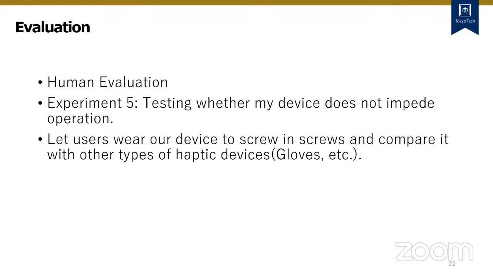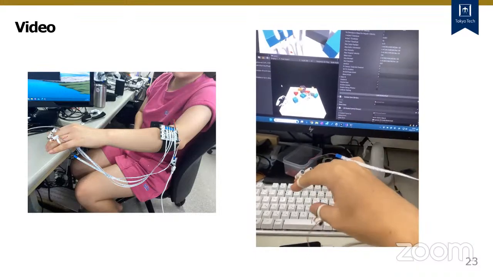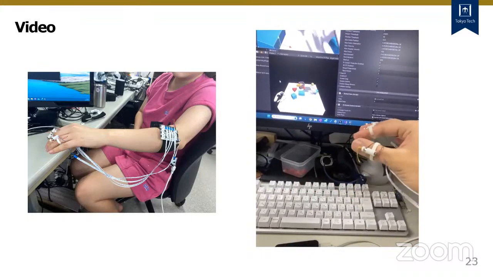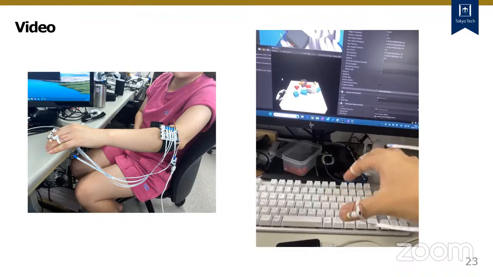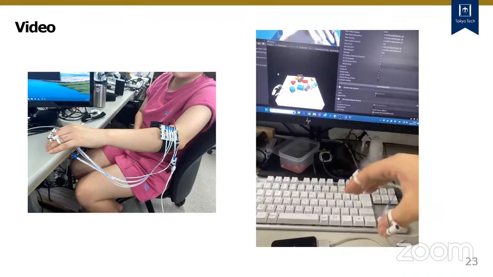And the last experiment, I will test whether my device does not impede operation. I will let the users wear our device to screw some screws and compare it with other types of devices like gloves. Maybe using a virtual screw is also important. And there are some things we have shown before, like in this video, we can manipulate the object and feel the force on the fingertip. And I can control the object sliding on my fingertip with a small force.